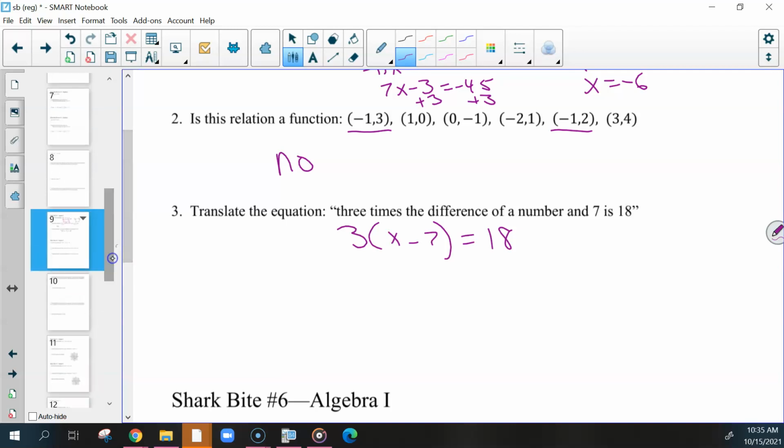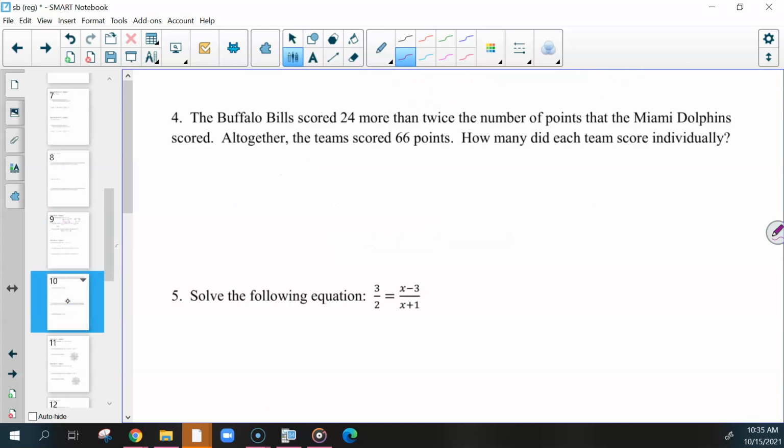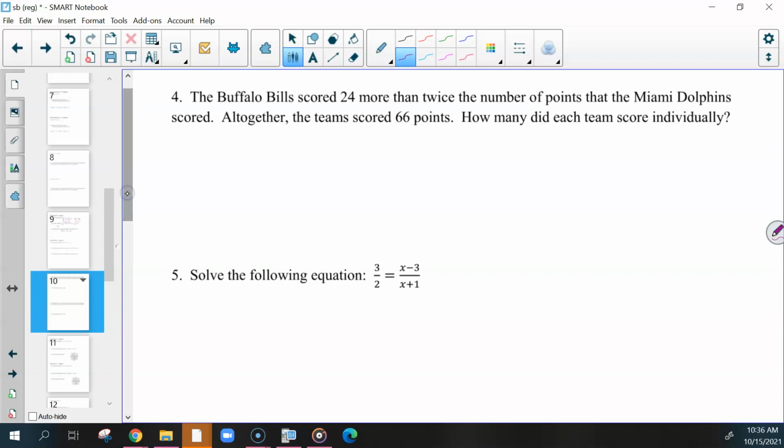Number 4 was a little challenging because we needed to first set this up and then solve this. And we haven't really talked about word problems yet in here, but any of you may have in previous classes. So for this one, the Buffalo Bills scored 24 more than twice the number of points that the Miami Dolphins scored. Altogether, they scored 66 points, and we're looking for how many did each score. So those are important pieces of information.